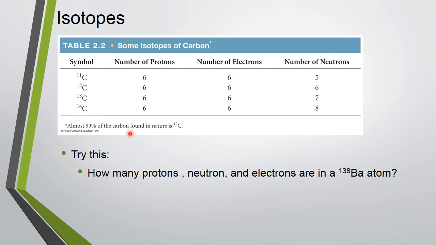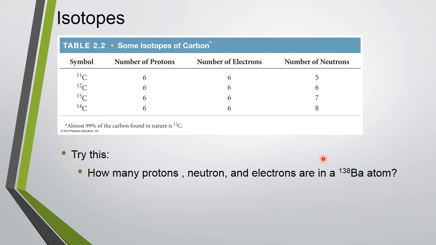So, try this one. How many protons, neutrons, and electrons are in a barium-138 atom? When we read these, we always read the element name first and then its isotope number. So barium-138. If you press pause now, you can try it out and then press play and I'll give you the answer.